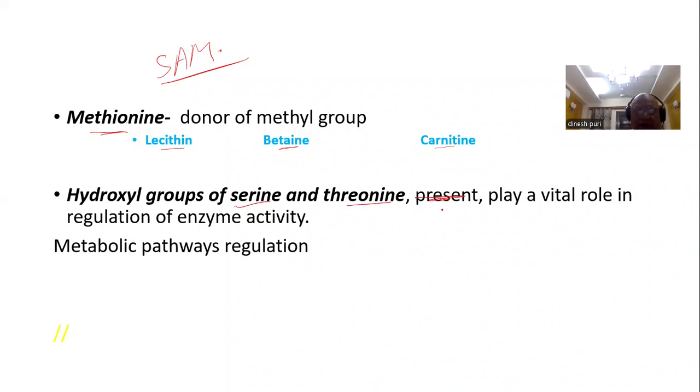They play an important role in regulation of enzyme activity. So what does enzyme activity regulation mean? It means regulation of the metabolic pathway. Just consider this is a protein, an enzyme protein, and this is the hydroxyl group of a serine residue. This hydroxyl group can be phosphorylated. Phosphorylation can cause activation of this enzyme.